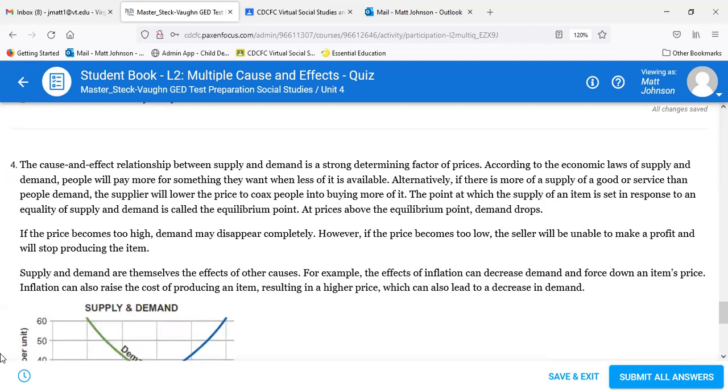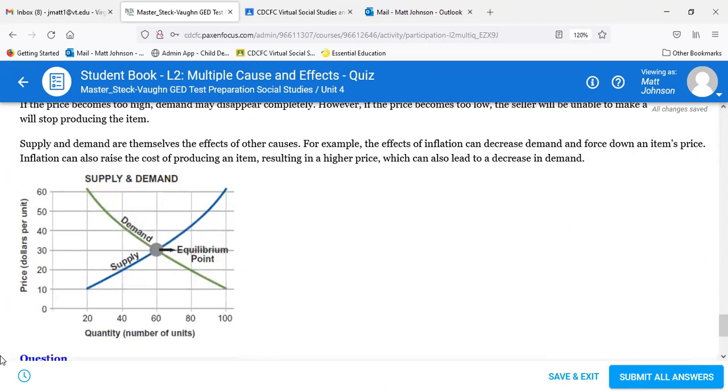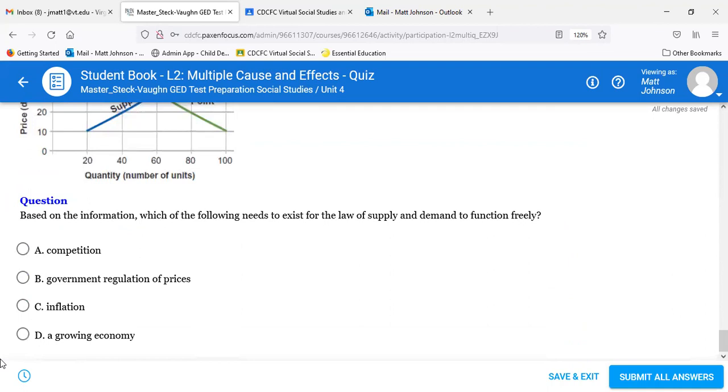And then same passage. So how about Sasha Gay? Finish out our quiz for us, number 4. Based on the information, which of the following needs to exist for the law of supply and demand to function freely? A, competition. B, government regulation of prices. C, inflation. D, growing economy. A. Yeah, I think we got this answer earlier, didn't we? A, competition, right? So that's part of that law of supply and demand.